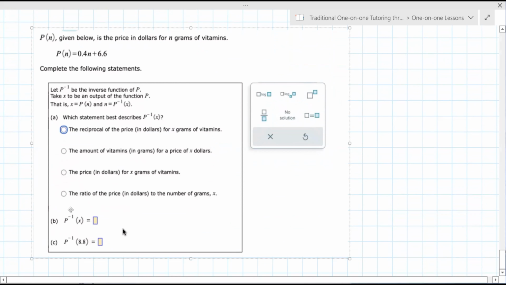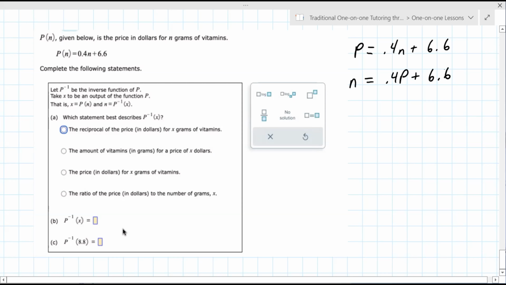Okay. So P inverse of x. To find the inverse, it's a recipe. You first switch the variables. So let me rewrite this here. P equals 0.4n plus 6.6. So you switch the variables, and then you solve for the other variable, like you'd solve for P. Normally it's like y equals 0.4x plus 6.6, so if you prefer that, we can switch the x and the y. But we're just solving for P in this case.